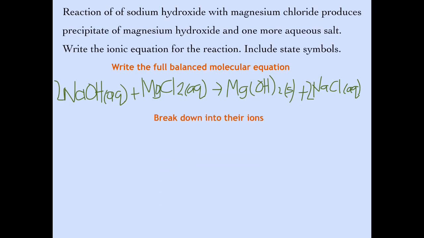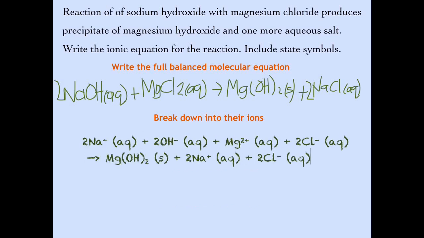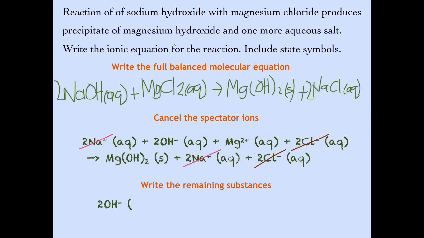And then any aqueous compound can be broken down into their ions. Magnesium hydroxide will remain as magnesium hydroxide because it is a precipitate. After that, we can cancel the spectator ions. So at the left hand side, we have 2 Na+, and on the right hand side, we also have 2 Na+. That means we can cancel that. Other than that, we also have chloride ion at both sides of the equation, so we can cancel that as well. So write the remaining substances. Therefore, we have 2 hydroxide ion reacting with magnesium ion to form magnesium hydroxide. This is the net ionic equation for this reaction.